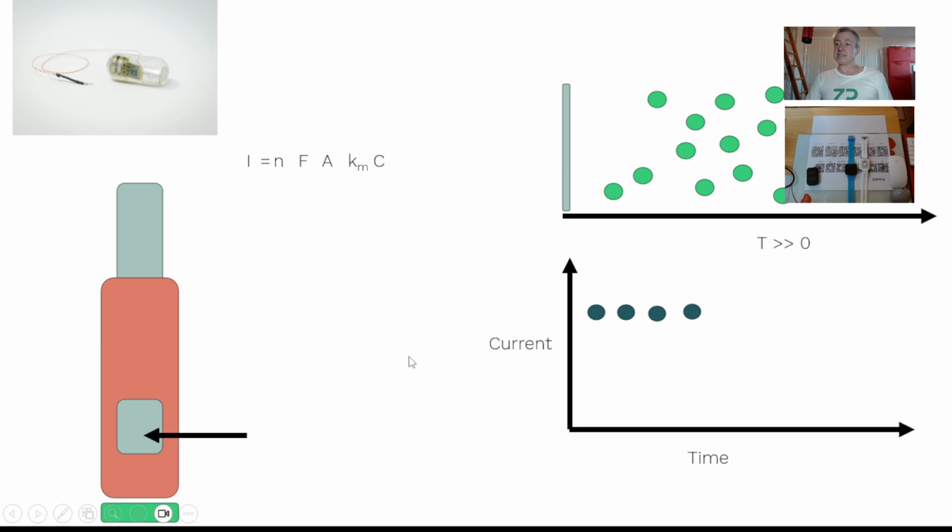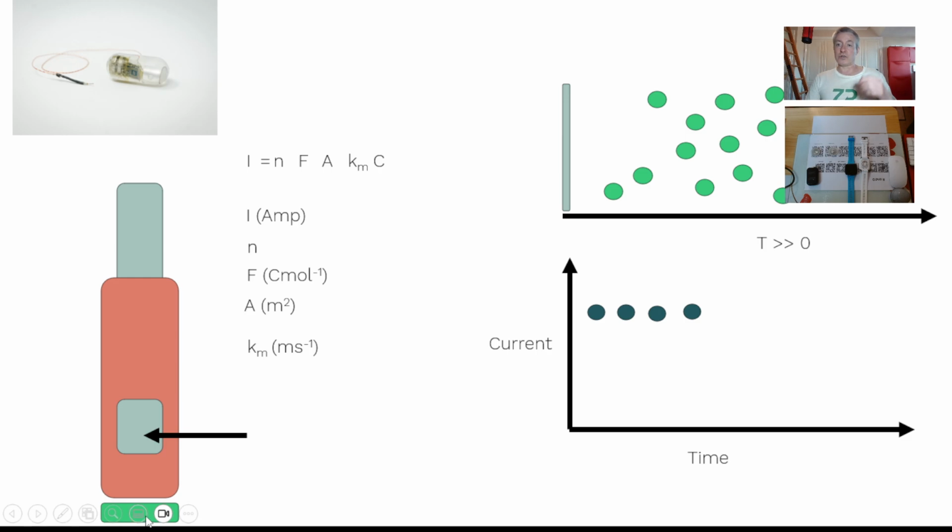So in my steady state condition where I am stirring, the current is proportional to N. There's nothing you could do about N. That's just defined by the chemistry that you have. F, there's nothing you could do about Faraday's constant. It's the charge per mole. A is something that you manufacture. Km is kind of an experimental setup.